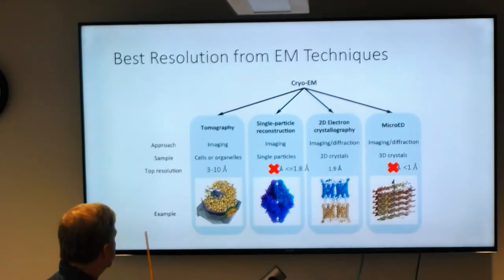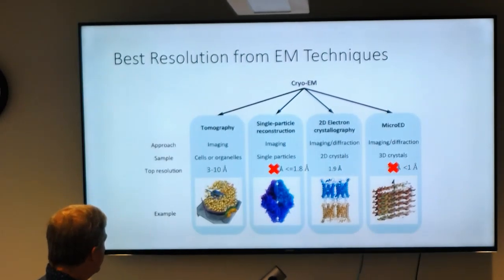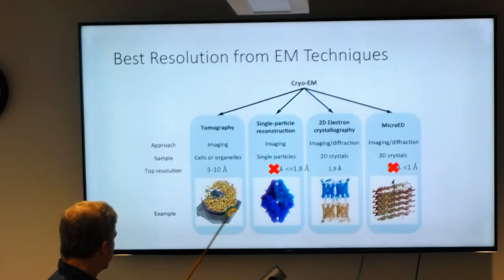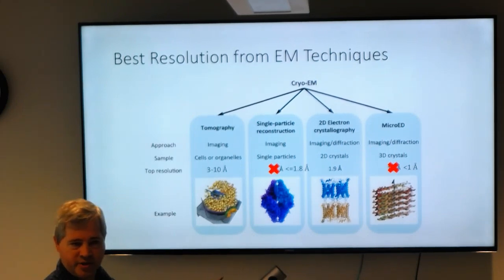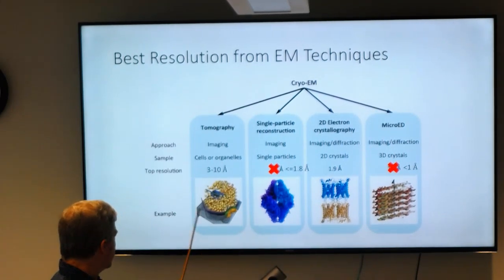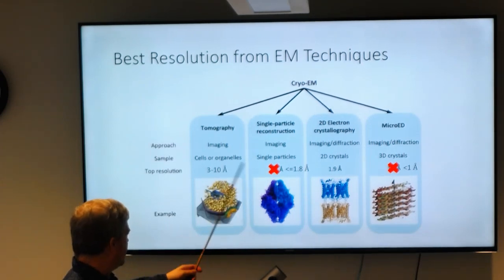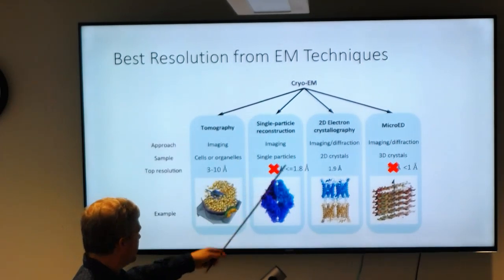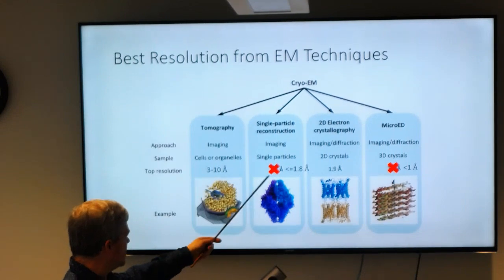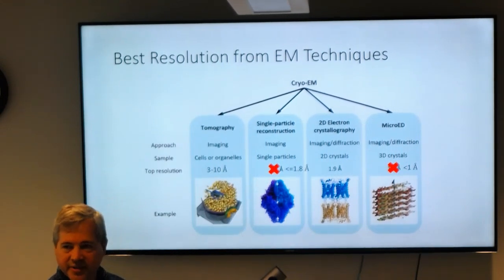So in the course you've heard of several of the techniques in electron microscopy for getting structures. For tomography, the best resolution you can get from subtomogram averaging is somewhere between 3 and 10 angstroms. If you're not doing subtomogram averaging, it's going to be worse than that. Single particle, this is the slide I used last year, so kind of X this out. Now it's less than one. The best resolution is now less than 1.8 angstroms.